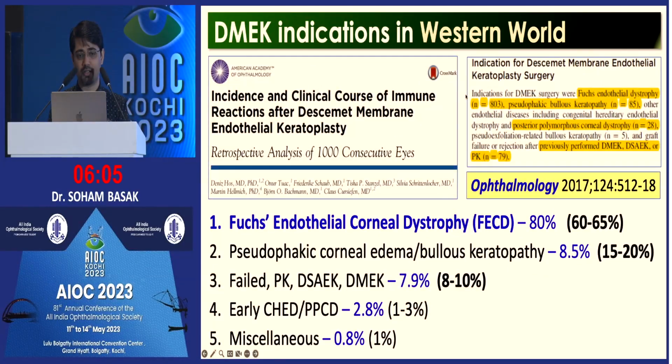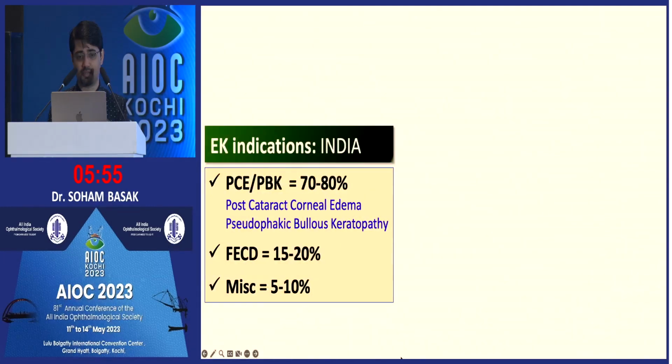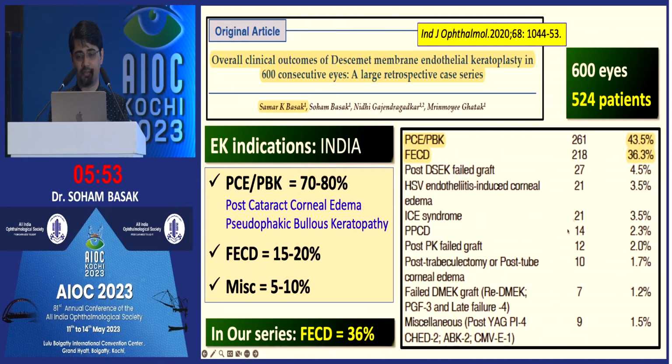If you look at the indications in the Western world, Fuchs dystrophy is the commonest, followed by corneal decompensation, then failed grafts, and also miscellaneous. In India, however, when we analyzed our data, almost 40% is due to post-cataract decompensation, and the second highest indication is FECD. Failed grafts, HSV, and ICE syndrome contribute significantly to the indications.